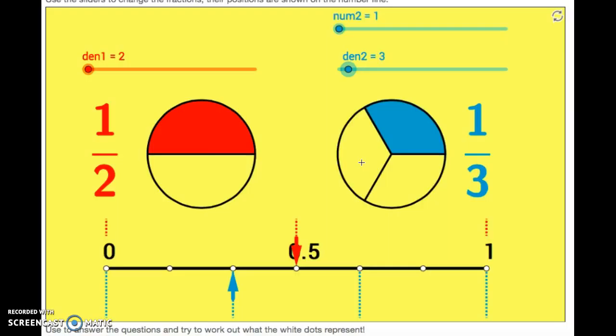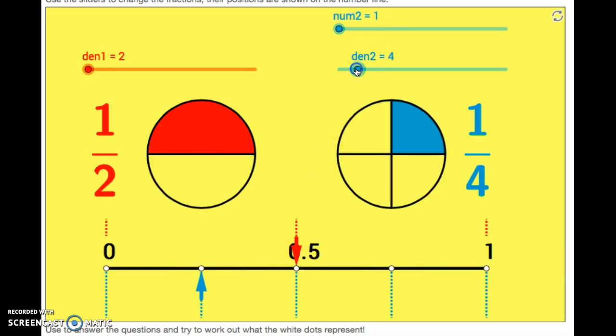Well, no, these are not equivalent because this one is 1/2, this is how much is shaded, and this one is 1/3. So 1/3 is less than 1/2, as you can see down here on the number line. Now if we continue to make this 1/4, as you can see, 1/4 is now even smaller than 1/2. But if you look at the number line, it also shows how they are a bigger gap between them.